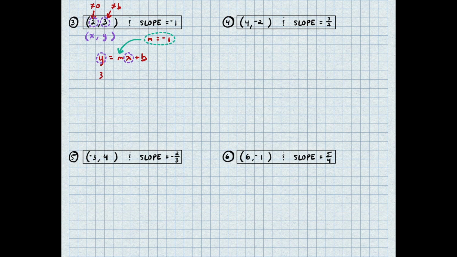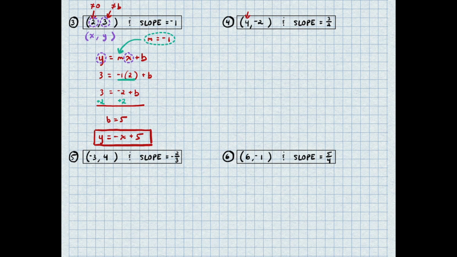Substituting in, we're going to get 3 is equal to -1 times 2 plus b. Multiplying -1 times 2 together, we're going to get 3 is equal to -2 plus b. If we add 2 to both sides here, we're going to get b is equal to 5. Our final equation here is going to be y is equal to -1x, or just -x, plus 5.